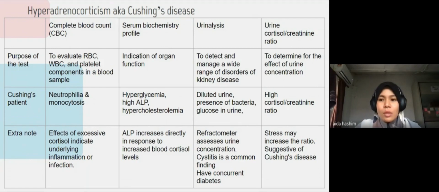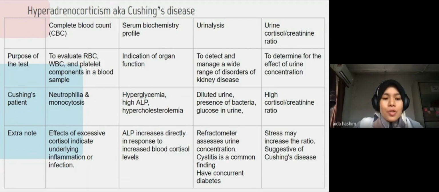So next, I will talk about the urine cortisol creatinine ratio test. The amount of cortisol being lost in the urine is increased with Cushing's disease. This cortisol can be measured and compared to the amount of creatinine, a normally occurring urinary component that is produced at a constant rate. The urine cortisol creatinine ratio is usually elevated with Cushing's disease.